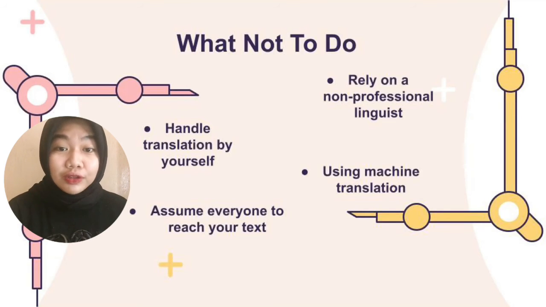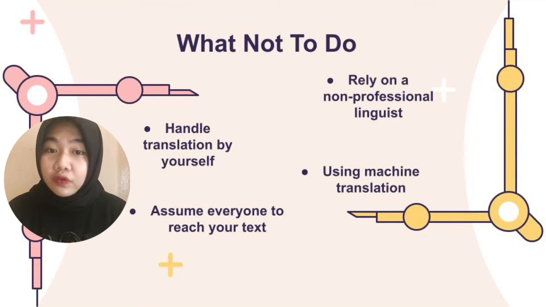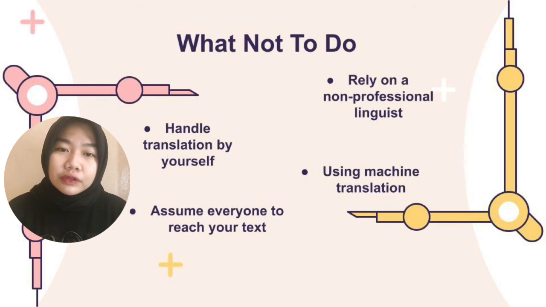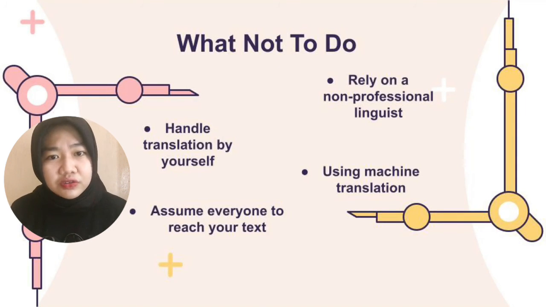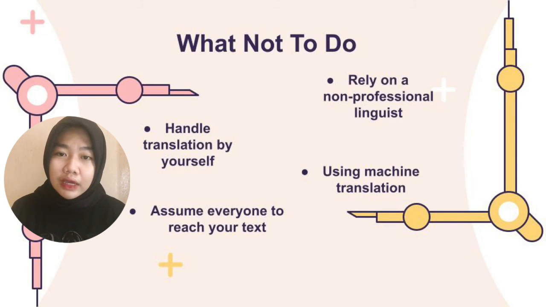And yeah guys, you should know what not to do if you're translating educational text. The first, handle the translation yourself unless you have prior experience translating. The second, rely on a non-professional linguist for the translation of scientific texts. The third, assume everyone you are trying to reach with your text reads English. And the fourth, only rely on machine translation such as Google Translate for complicated and technical scientific language. Yep, because if you translate all of your document with Google Translate or machine translation, the result will be different.